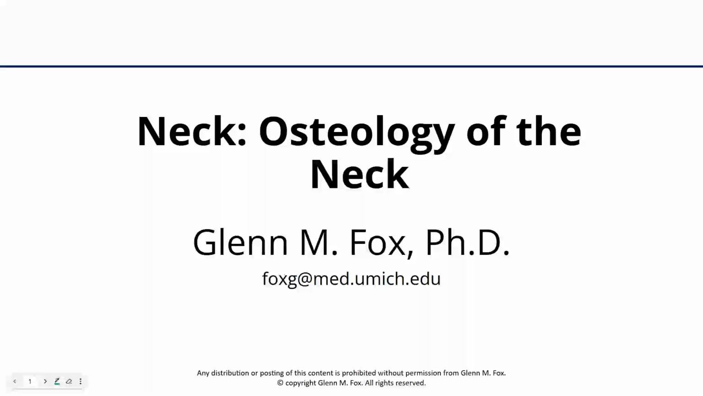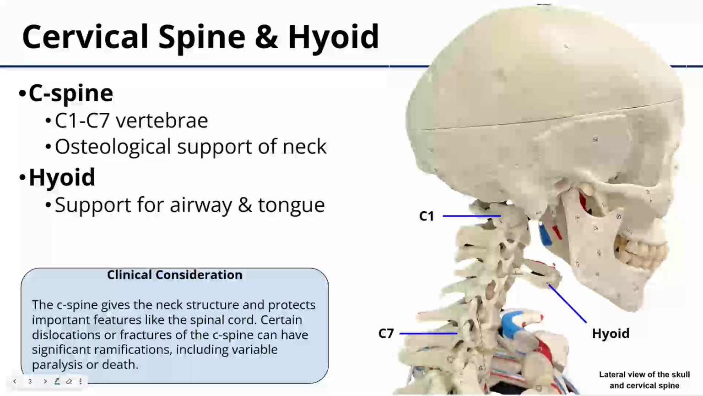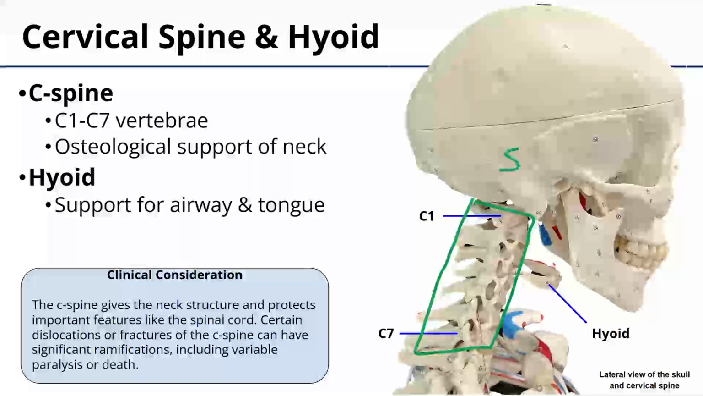Hi, I'm Dr. Fox, and let's talk about the osteology of the neck. In this video, we'll describe the structure and composition of the bones of the neck, principally the cervical spine and the hyoid bone. The cervical spine, or C-spine for short, consists of 7 cervical vertebrae that sit between the skull and the thorax. Anterior to the C-spine is the hyoid bone.